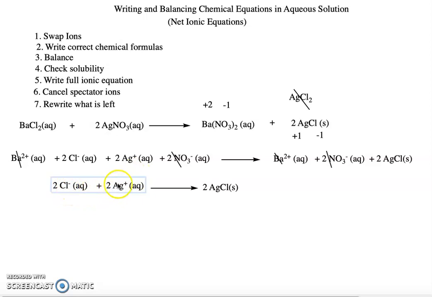So this is what's left after I've canceled out my spectator ions. You notice I have a 2 in front of everything, and I can simplify this by removing the 2's. So finally, this is my final net ionic equation. Cl minus plus Ag plus gives me AgCl solid. This is what actually happens in this reaction. Let's look at another example of this.